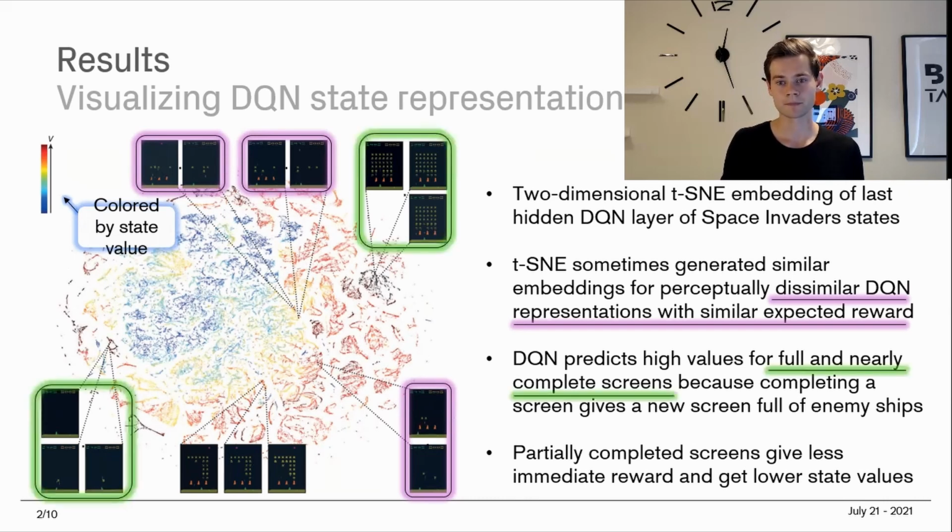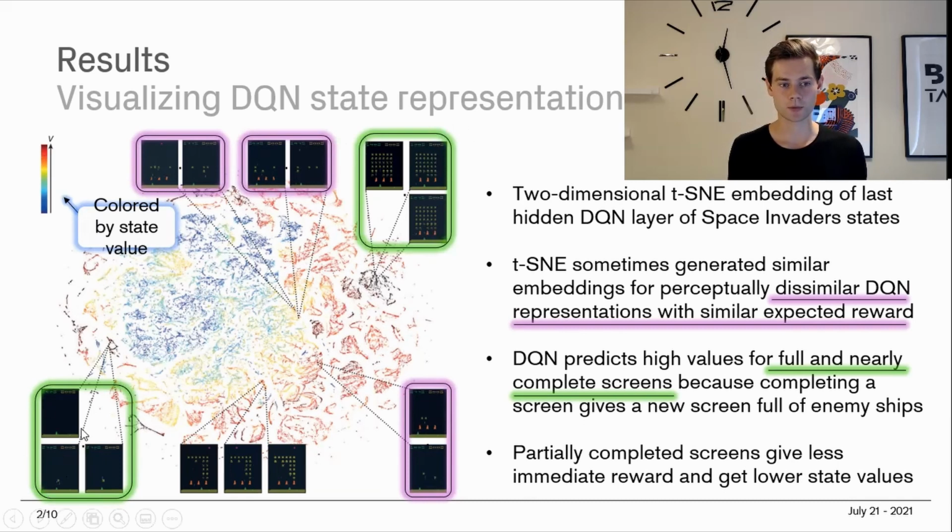Also, DQN predicts high values for full and nearly complete screens because completing a screen gives a new screen full of enemy ships. So if we look at the top right here, we see screens that are pretty much full, and down here we see screens that are pretty much empty. And the coloring of these, based on the gradient here, is dark red. It's a bit hard to see maybe, but it's dark red, these regions, which indicate that the expected value is very high.